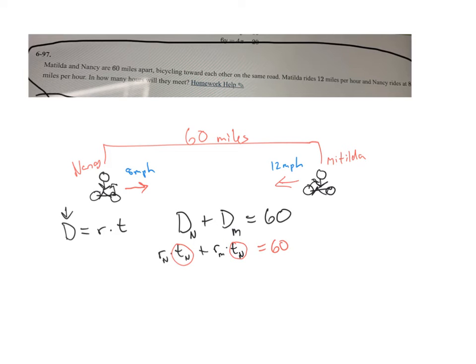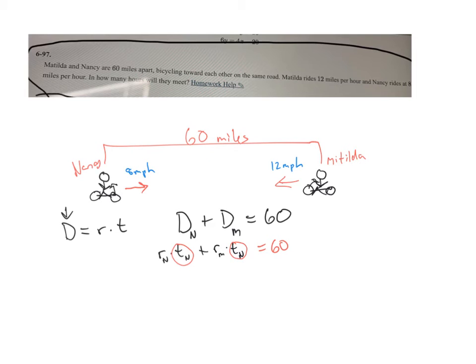So let me highlight a few things. Notice we said Nancy's distance is her rate times her time. Matilda's distance is her rate times her time. And these two distances, they better equal 60. So now we just fill in all the information we have.